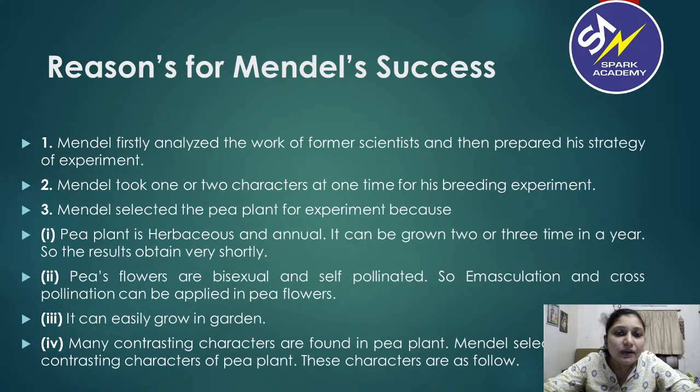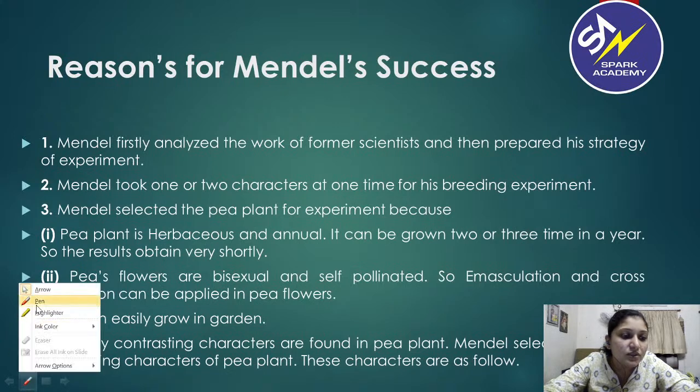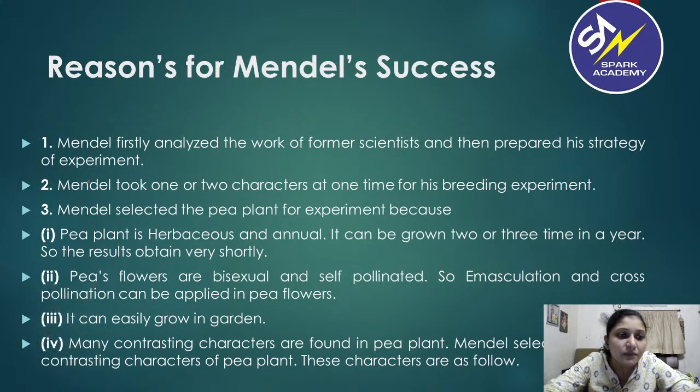What was the reason behind Mendel's success? Mendel first analyzed the work of former scientists and then prepared his strategy of experiment. Mendel took one or two characteristics at a time for the breeding experiment.